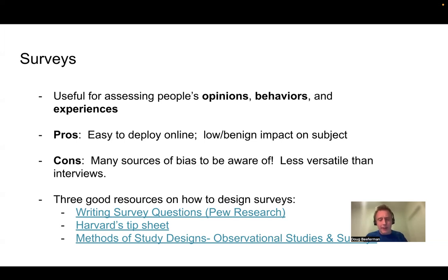So I've linked from this slide a few different resources on survey design. I think the Harvard tip sheet is probably the most straightforward and comprehensive one. The Pew Research one is very fun to read as well. So I recommend these two resources.